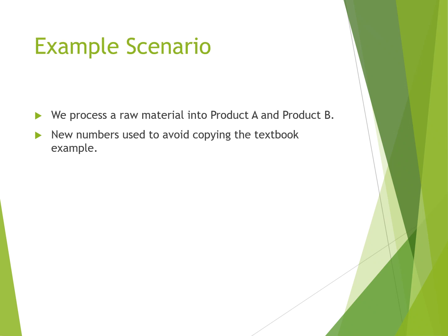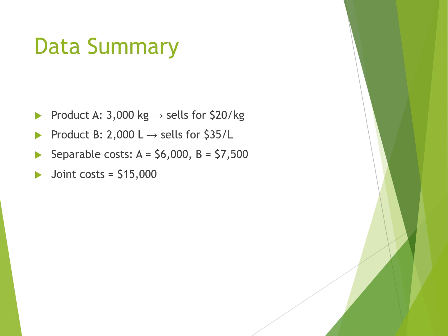Let's look at an example. We will use brand new numbers, so it's not copied from any textbook. We have one raw material that produces two products, product A and product B, after the split-off point. Here's the data we will work with.